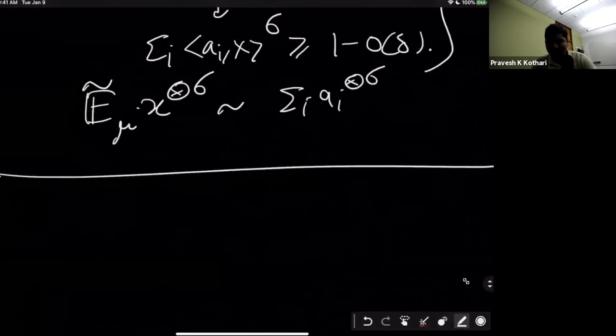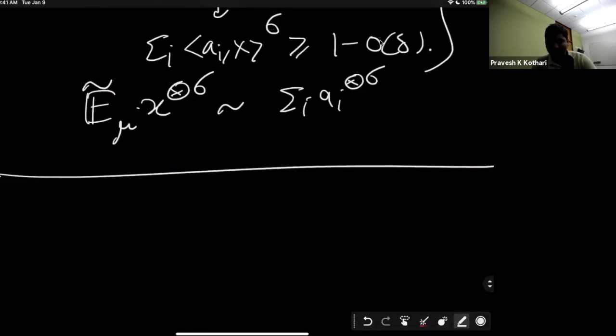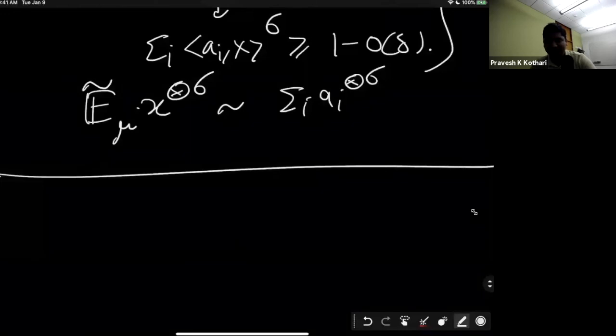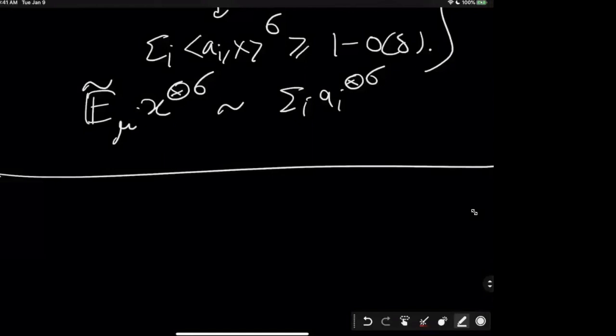Any questions? So do we have anything about higher order tensors?